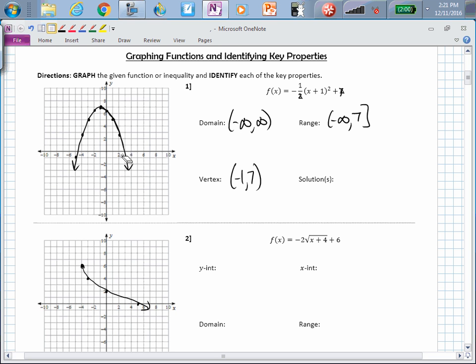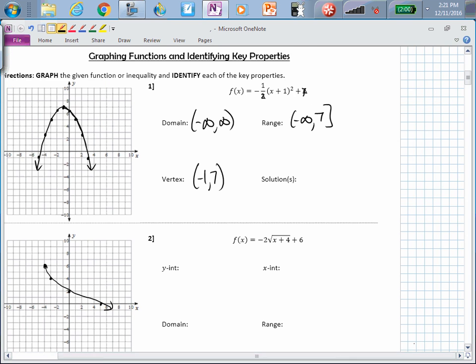Don't get confused with my graph there. The dot is down here, therefore it doesn't cross at 3, so we have to solve this. So finding the solution, set this equal to 0. So we take -1/2(x + 1)² + 7 = 0, so -1/2(x + 1)² = -7.